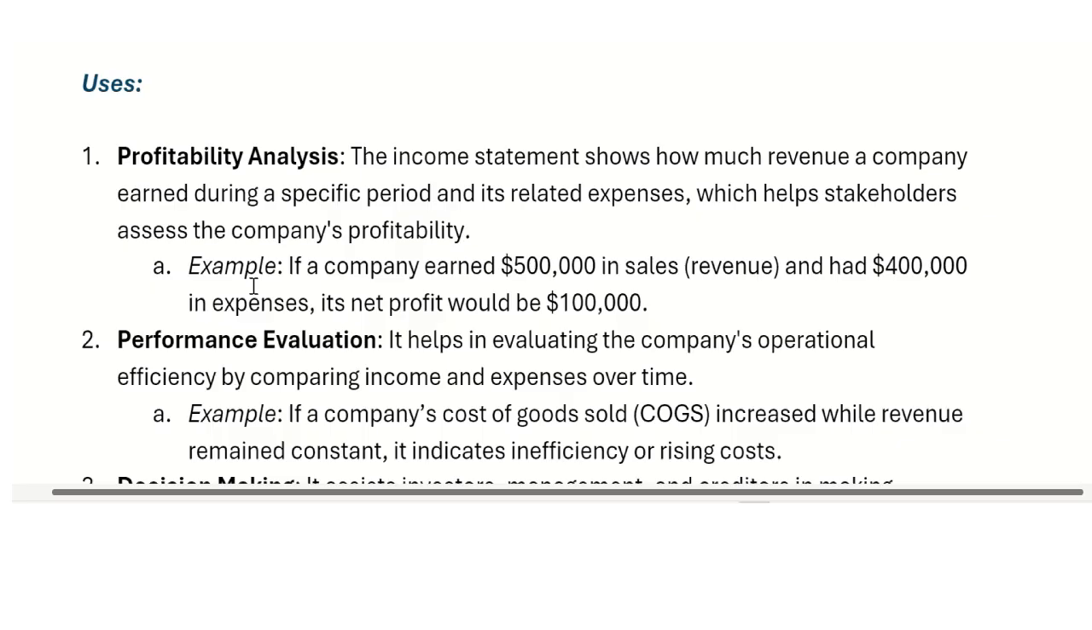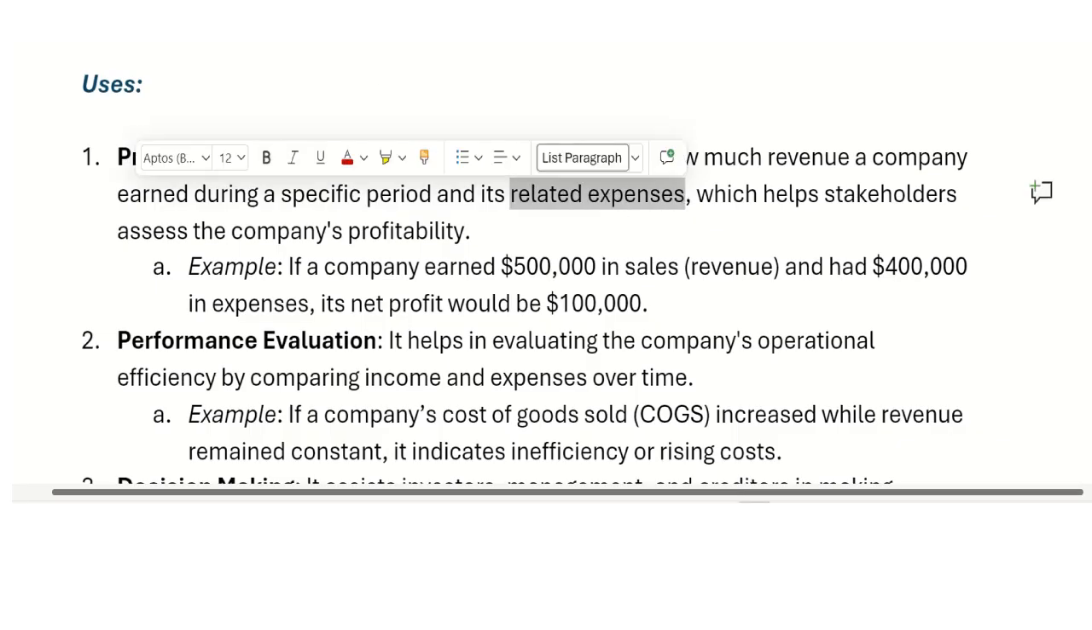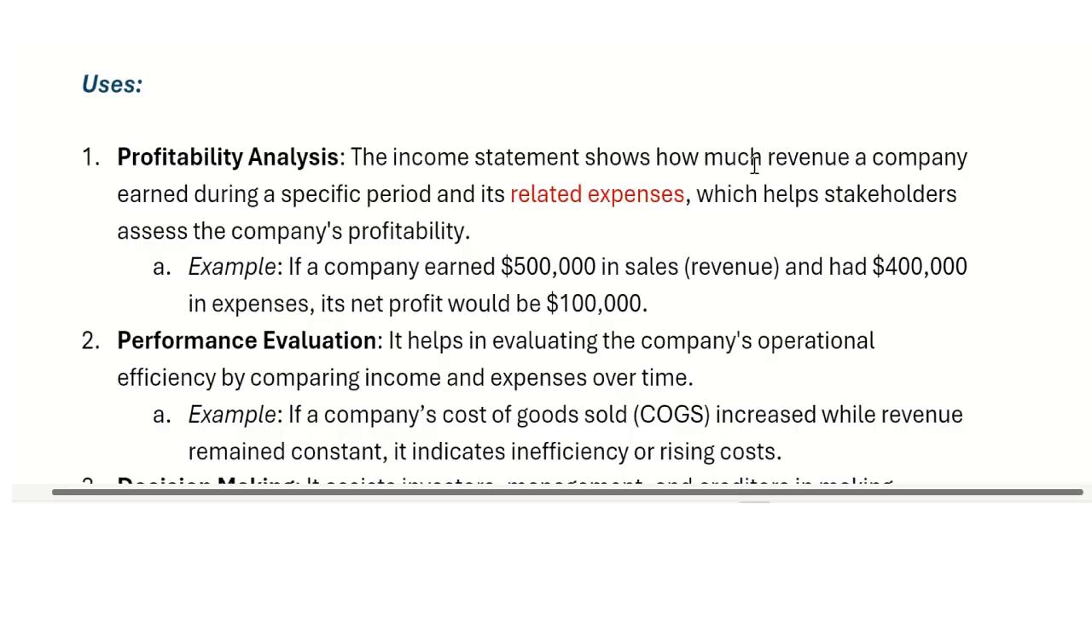So the first benefit is the profitability analysis. We will be able to know how much profit the company has earned. It shows how much revenue the company earned during a specific period of time, and it's related to expenses, because expenses will be on the debit side. And revenue will be on the credit side, right?